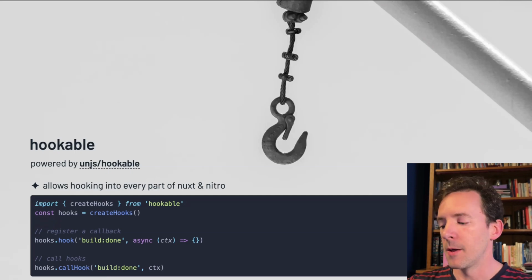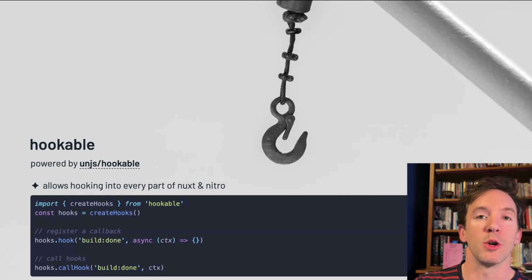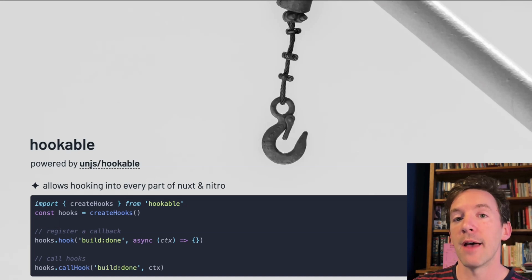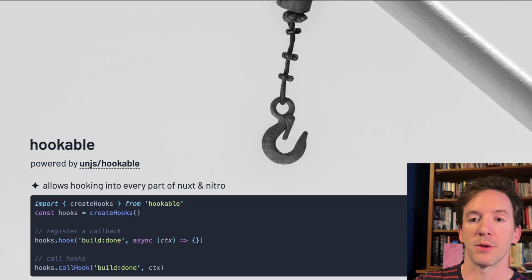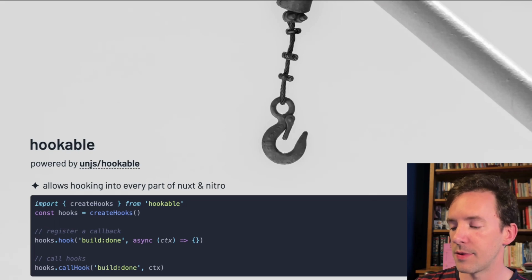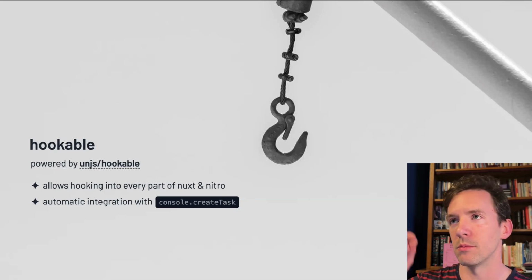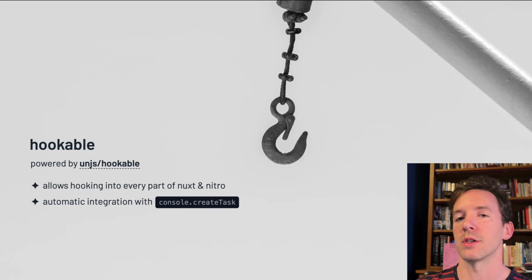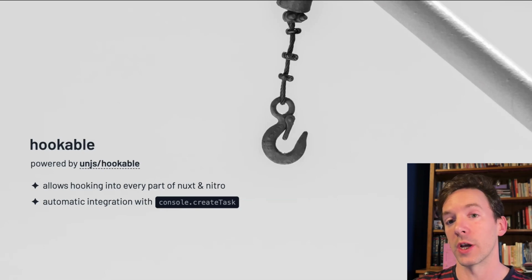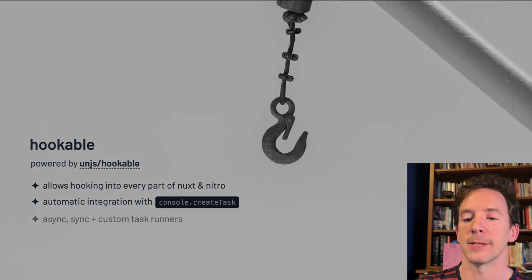So here are a few things that we've done to try and fix things and make things better for the future. So one of the technologies we use is Hookable, and it allows hooking into every part of Nuxt and Nitro. So lifecycle stages, key actions, and more. So we use it internally at the build side of things, but also at runtime, and not just on the Nuxt side, but also on the Nitro side.